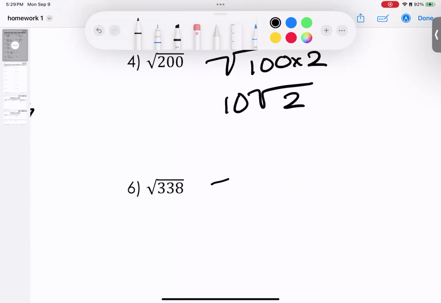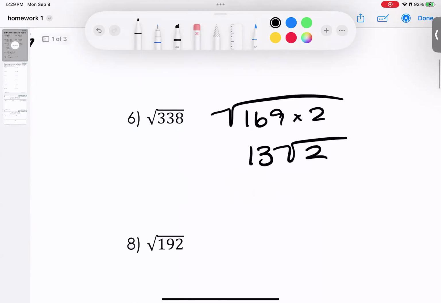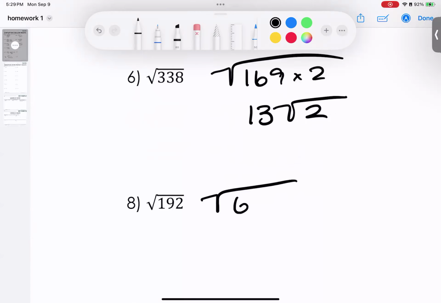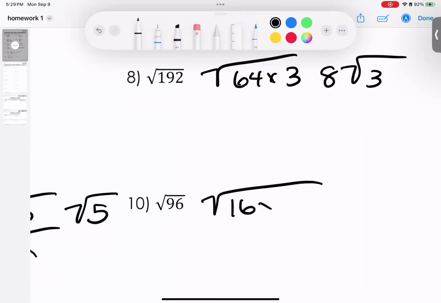Over here, we can break that down into 169 times 2. This is a perfect example of where having those first set, I would probably go up to 15s, first set of square roots is going to help you, because you might not know that 169, its square root is 13. 13 square root of 2. Over here, 64 times 3. 8 square root of 3. 8 times 8 is 64. And then this one, square root of 16 times 6. 16 is a perfect square, 4 times 4, square root of 6.